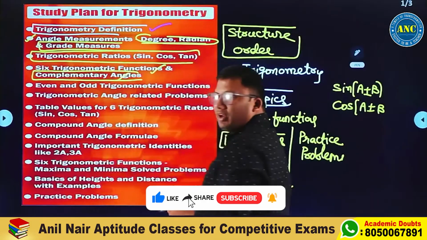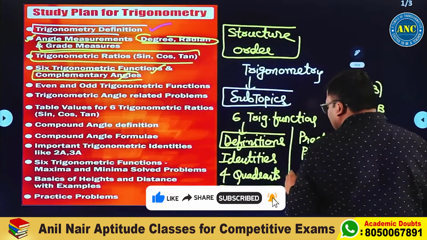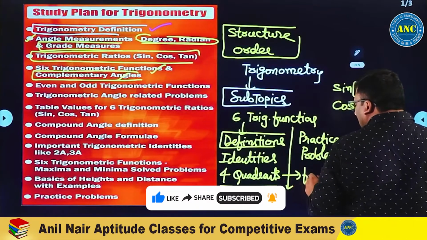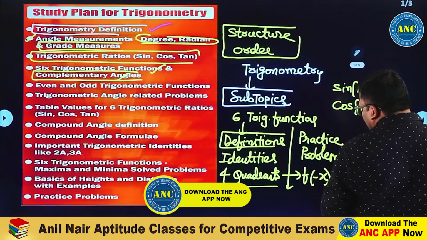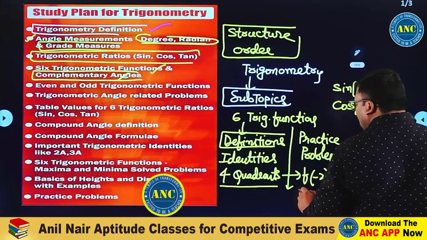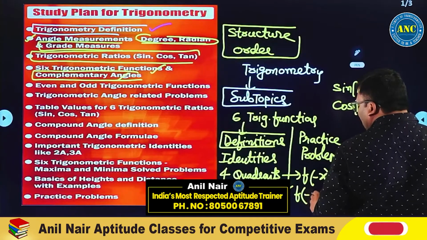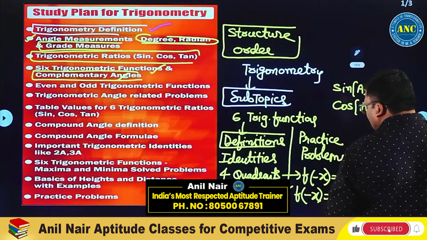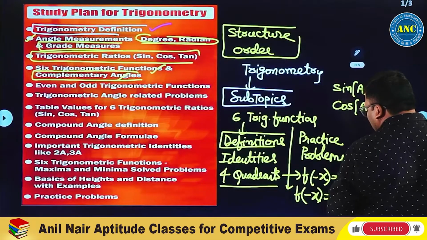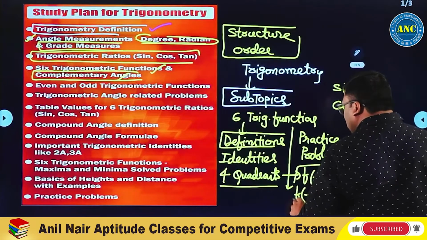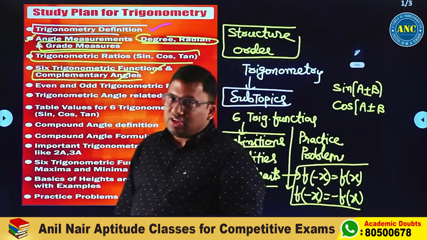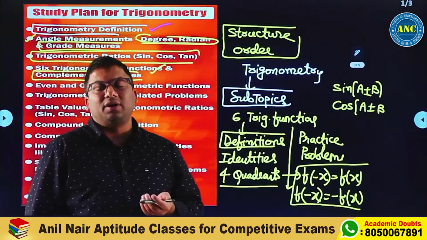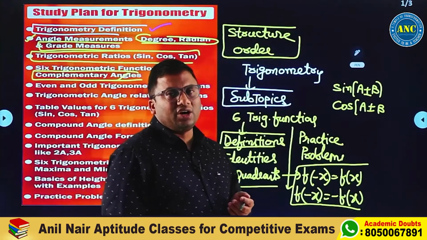Complementary angles. Once we are discussing these quadrants, at that time we will define 2 important functions, that is an even function and an odd function. Why is cos x an even function? Why is sin x an odd function? If I substitute x with minus x, if the function does not change, then it is an even function. If the function changes and it behaves in the form minus f of x, it is an odd function.